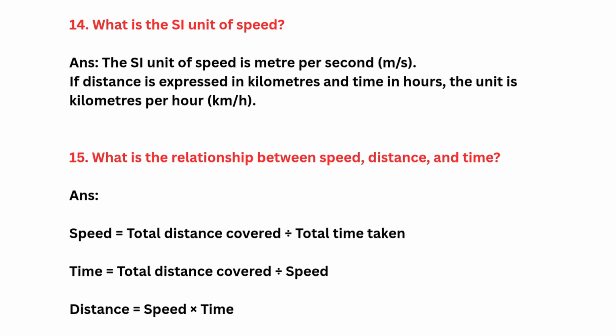Question number 15. What is the relationship between speed, distance and time? Answer: Speed is equal to total distance covered divided by total time taken. Time is equal to total distance covered divided by speed. Distance is equal to speed times time.